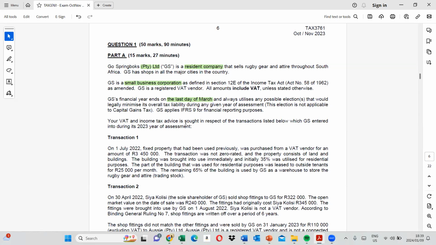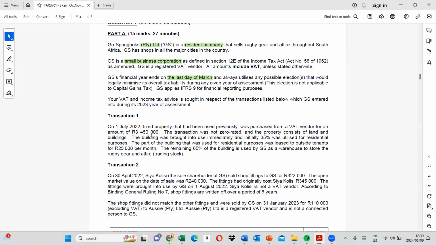Transaction 1: on 1st of July 22, a fixed property that had been used previously was purchased from a VAT vendor for an amount of 3,450,000. So the first thing you had to pay attention to is that this property had been previously used. So it's not a new asset. You're buying a second-hand property.